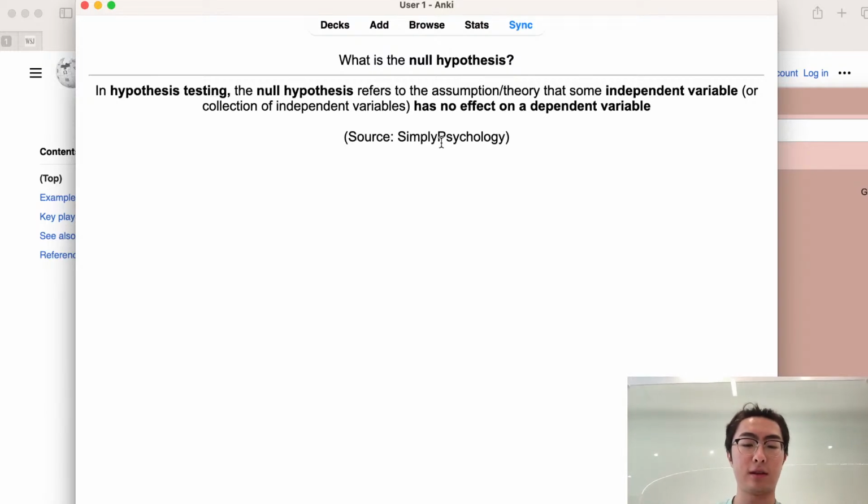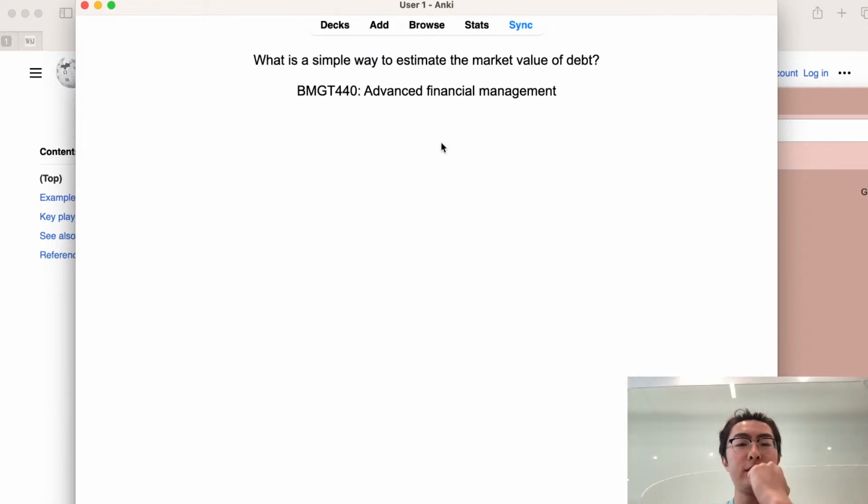Okay, there's no effect on the dependent. Right. What is a simple way to estimate the market value of debt? I think one way we talked about in class was we could take all of the debt outstanding on the balance sheet and then take the interest payments on the recent quarter, compute a coupon rate, and also take the weighted average time until maturity. So we have two things, coupon rates and then the weighted average time until maturity.